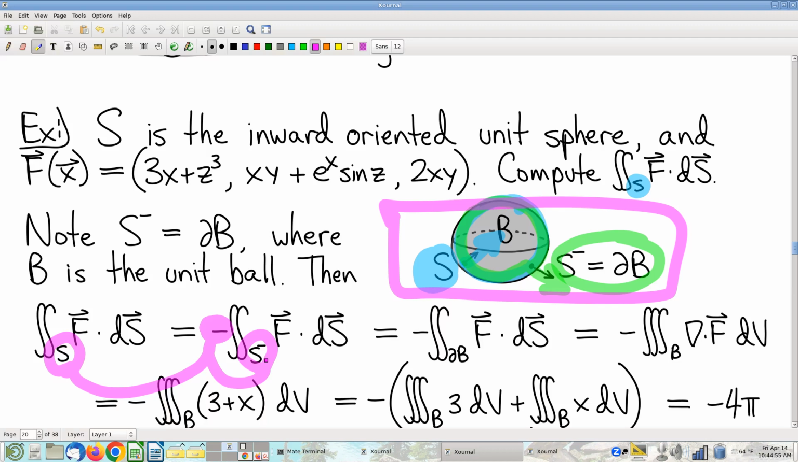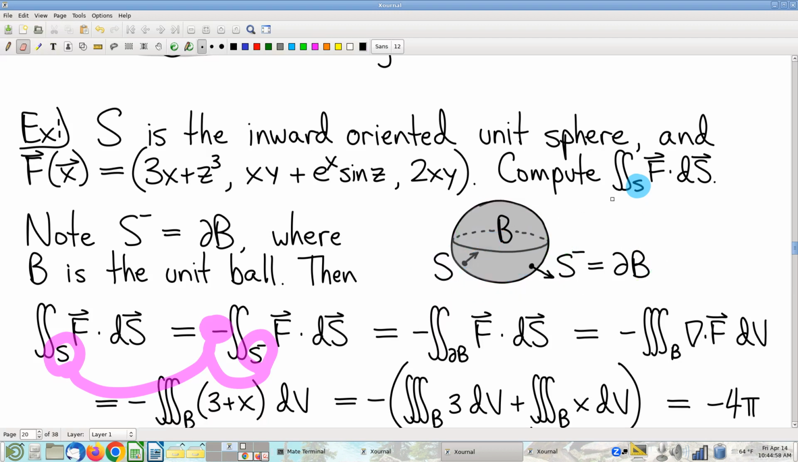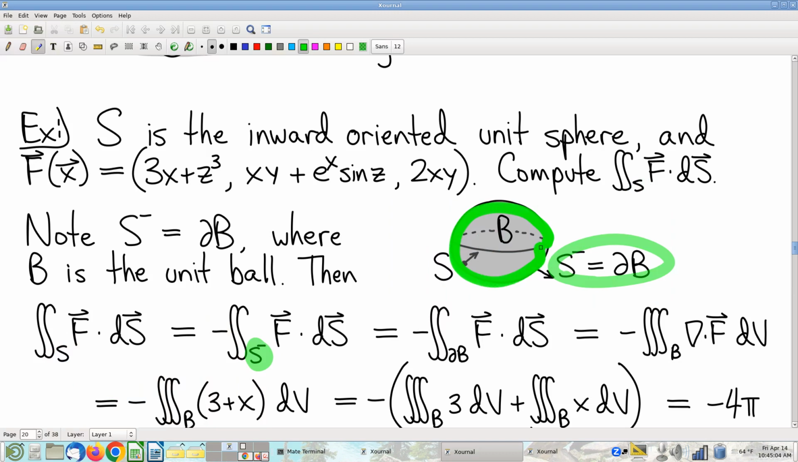Okay. All right, so with that part done, now let's think about our surface here, S minus, which we again just agreed is a boundary. What is it a boundary of? Well, it's the boundary of this ball. Right there, right? B is the unit ball. That's what my green S minus is a boundary of. And so let's recognize that S minus is the boundary of the ball.